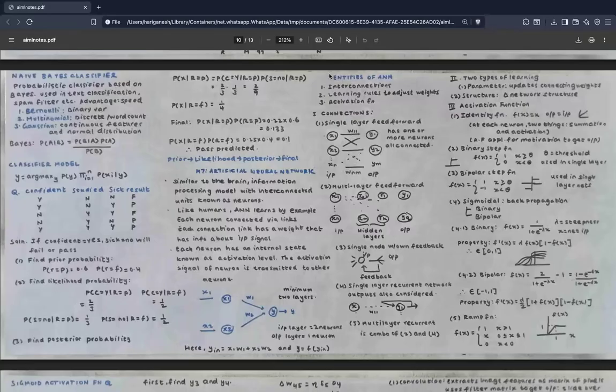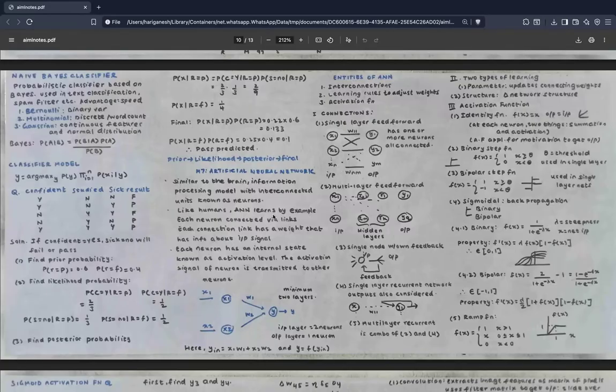Right. So the final stretch is the last module and some questions from the previous FAT papers. Artificial neural networks. So the principle is they're similar to the brain. They're an information processing model with interconnected units known as neurons. Like humans, they learn by example.